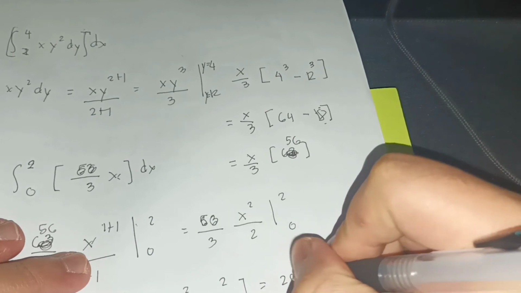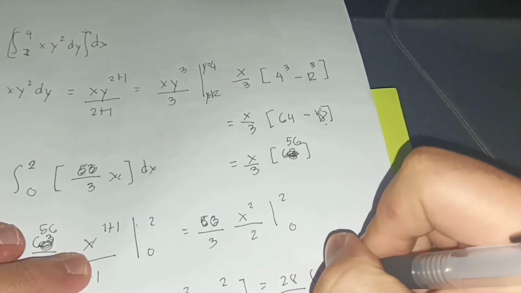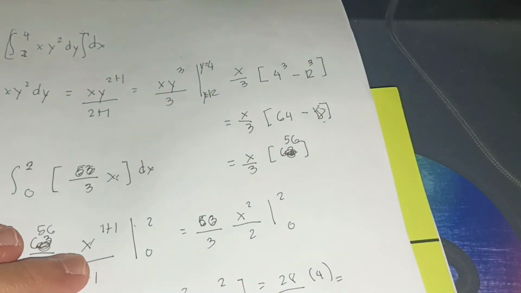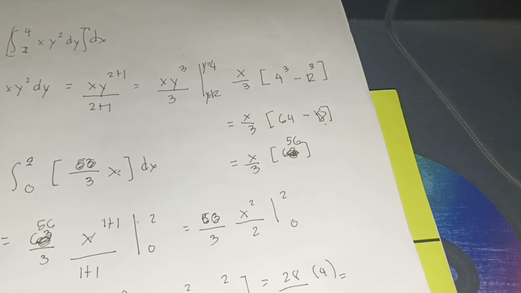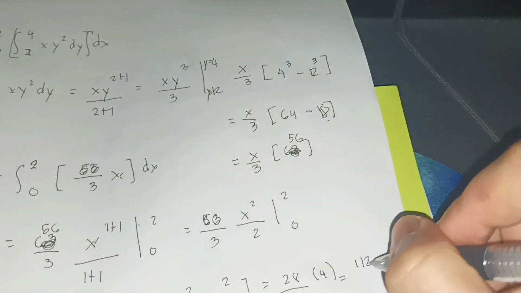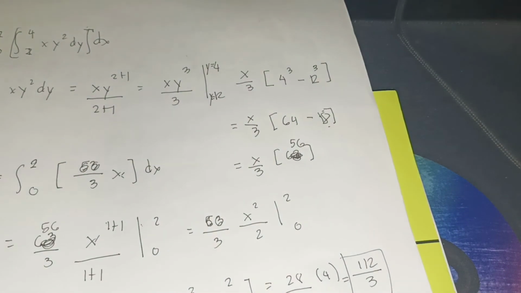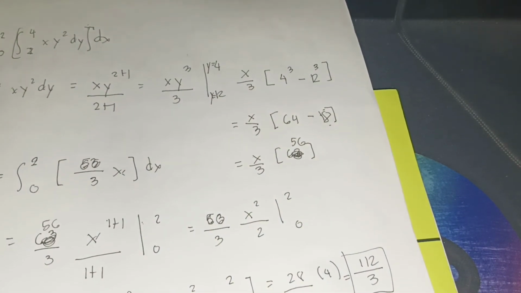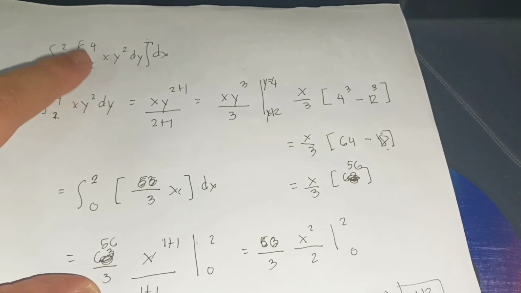So 28 over 3 times 4 equals to, just multiply it. 28 times 4 equals 112 over 3. So there we have the first answer. Just to remind you, I changed it. It's no longer 1 here, it's 4.